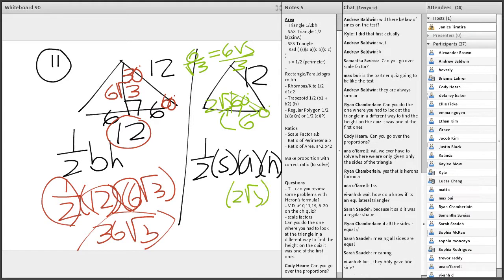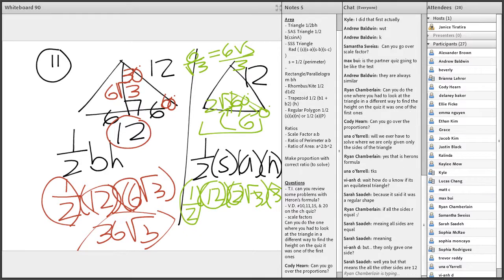The total side length is 12. And then the number of sides is 3. Sorry, my 3's are very, very messy. So we would do 1/2 times 12, that's 6. 6 times 2 is 12. 12 times 3 is 36, and you have rad 3. Same answer, just different methods.